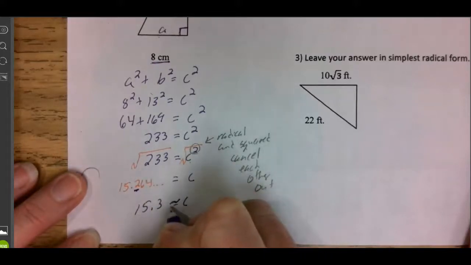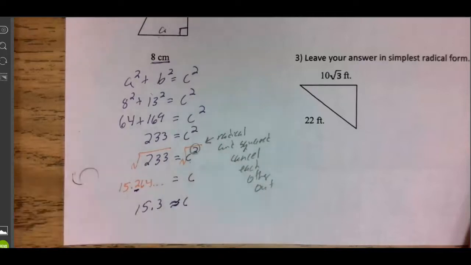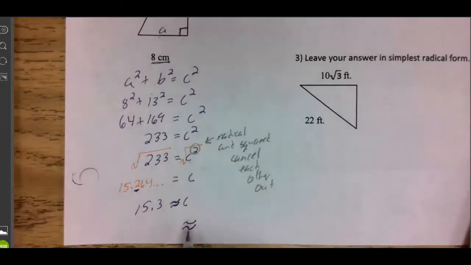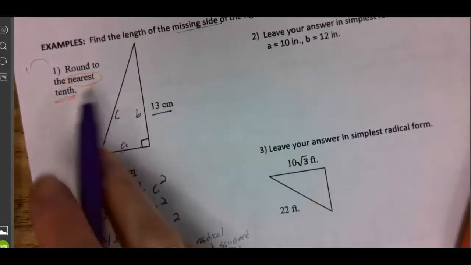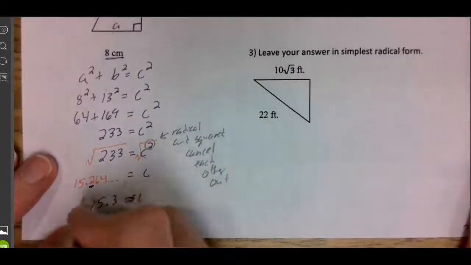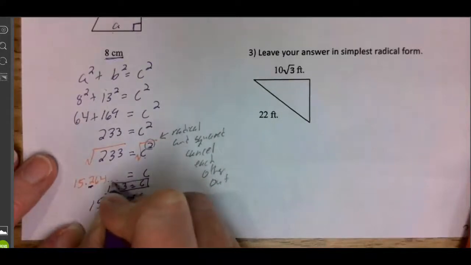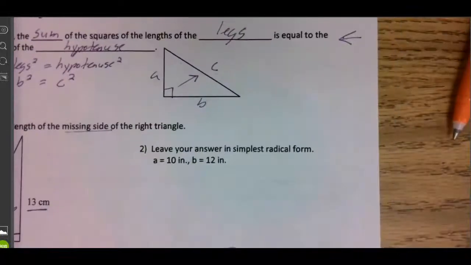Now, mathematically, we should actually say approximately equal to. Those are those little tilde signs. It looks like this. Okay, that's approximately equal to. But since they gave the directions to round, we can just say 15.3 is equal to C. Okay, we learned so much in just that one problem.